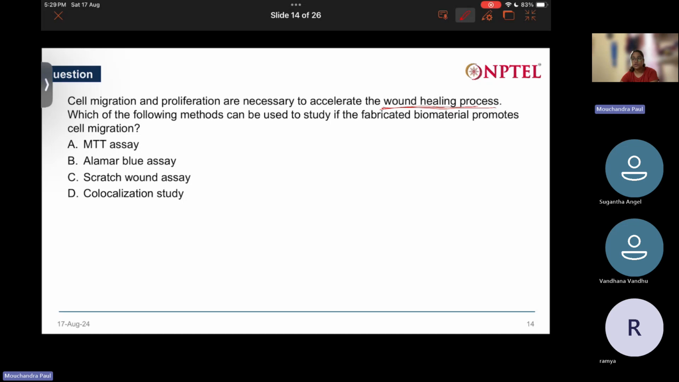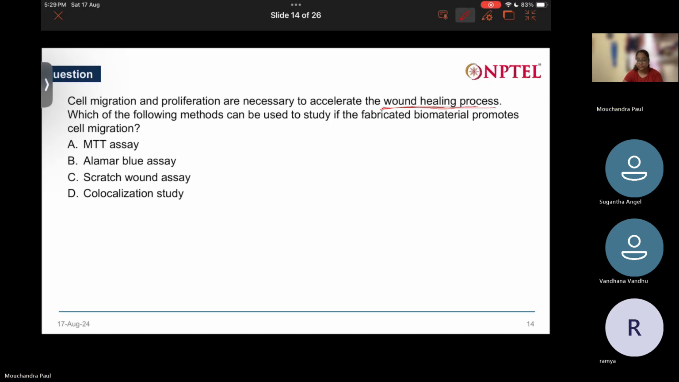In case of skin, we're talking about keratinocytes, more and more keratinocytes, then blood cells. So all those cells should migrate at the site and they should increase in number in order to heal the wound. Now, which of the following methods can be used to study if the fabricated biomaterial promotes cell migration?